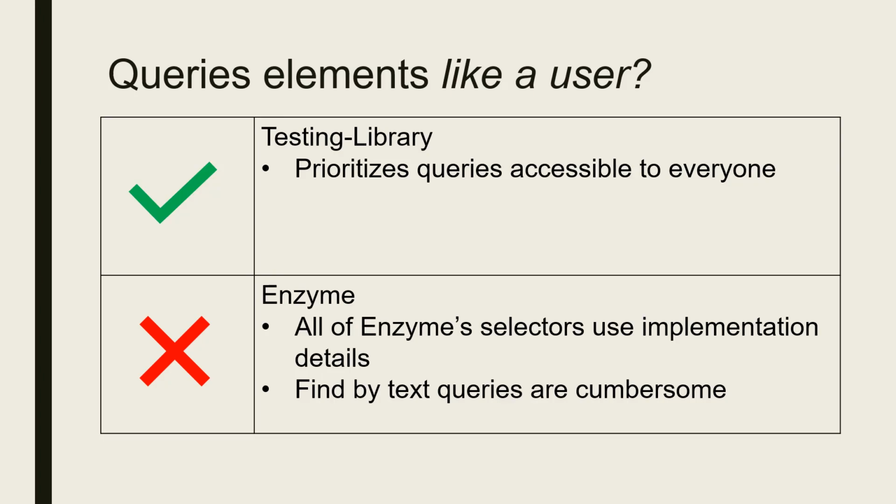Additionally, you can also find by text in Enzyme, like a user would, but doing so is cumbersome. It relies on using a selector first and filtering through a list of nodes. Of course, once you find an element by text, you would also need additional code to verify it is accessible. This additional code would not be necessary with testing library.